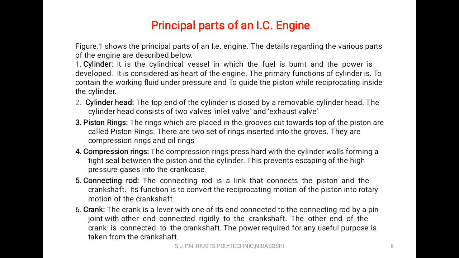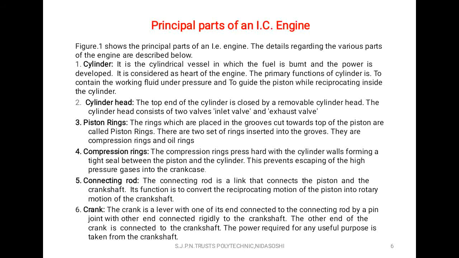Cylinder is called the heart of the engine. Cylinder is a vessel or barrel like structure where the fuel will be burned and the piston makes its reciprocation. That means it moves from TDC to BDC. So the primary function of the cylinder is to contain the working fluid and to guide the piston during its reciprocating movement. Cylinder head: above the cylinder there is a removable cylinder head which contains two valves, the inlet valve and the exhaust valve.